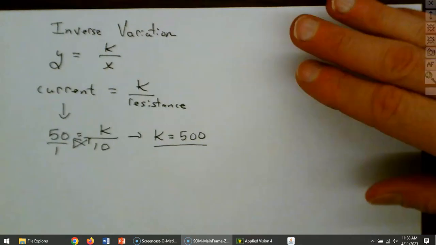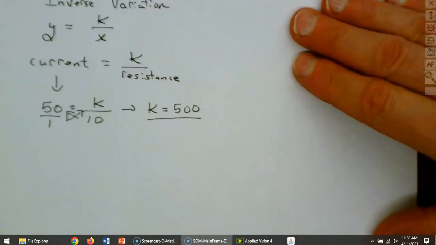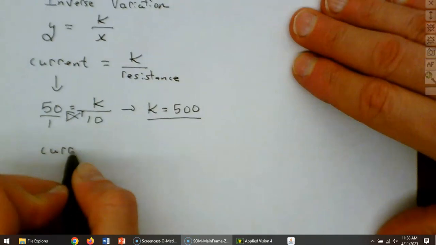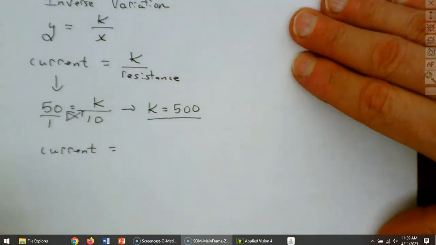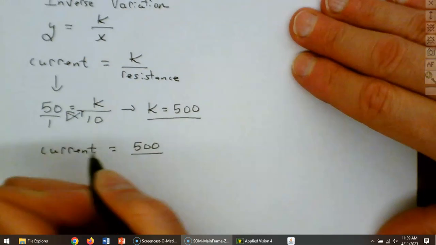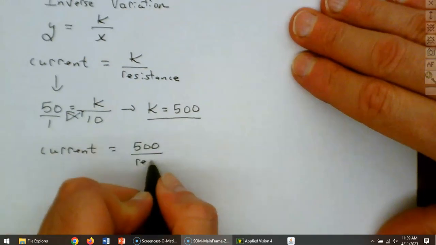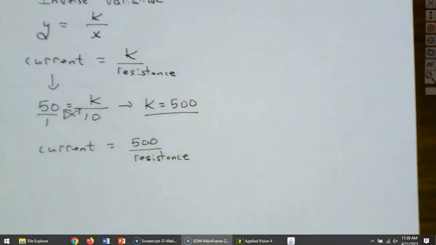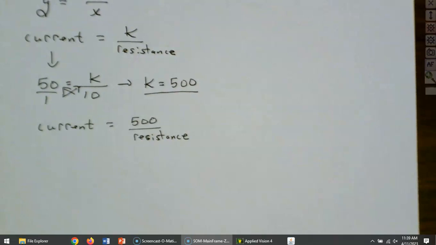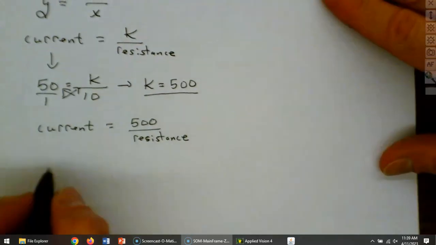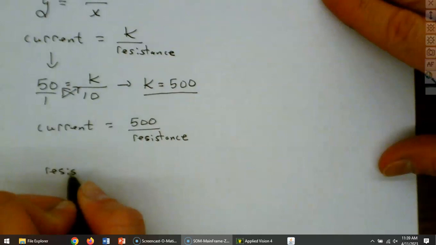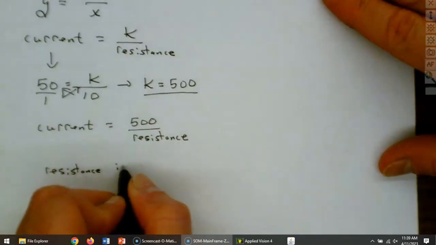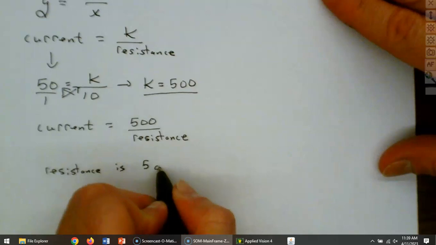So what does my formula now look like? Well, my formula looks like the current is going to equal 500 over the resistance. So that's what we've got. That's our new formula. Now, what do we want? We want to find the current if the resistance is 5 ohms. So that resistance is 5 ohms.